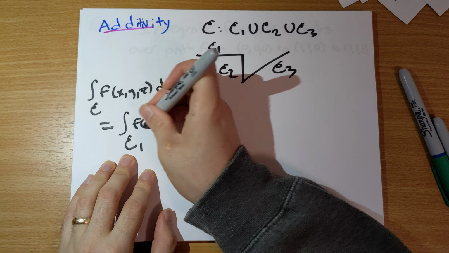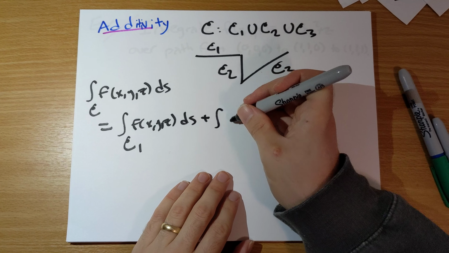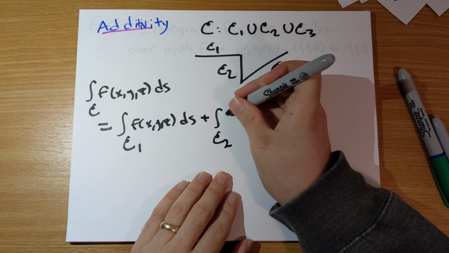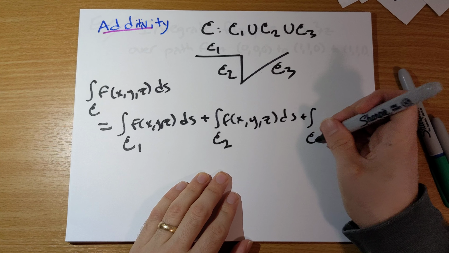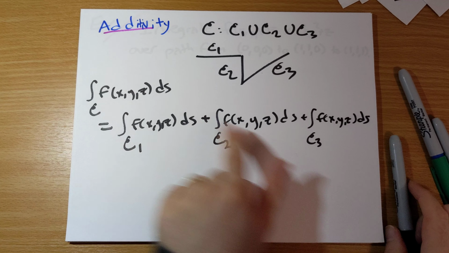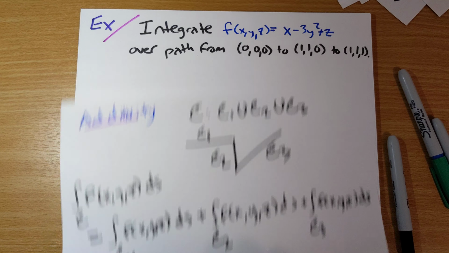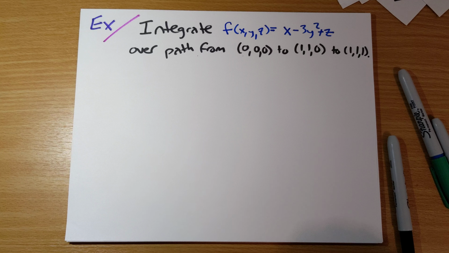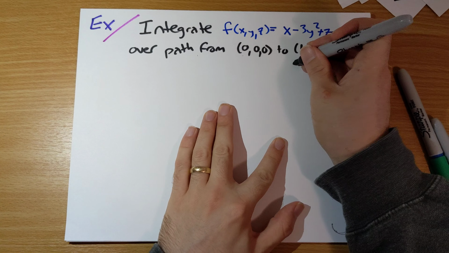we can simply compute the scalar line integrals along each of these line segments, and then add them up, and that gives us our overall answer. So let's take a look at this example here. Integrate f of x, y, z equals x minus 3y squared plus z over the path from 0, 0, 0 to 1, 1, 0 to 1, 1, 1.